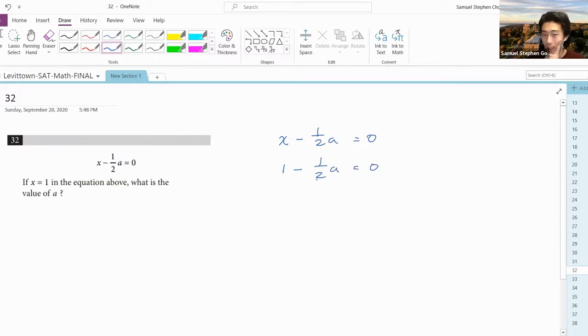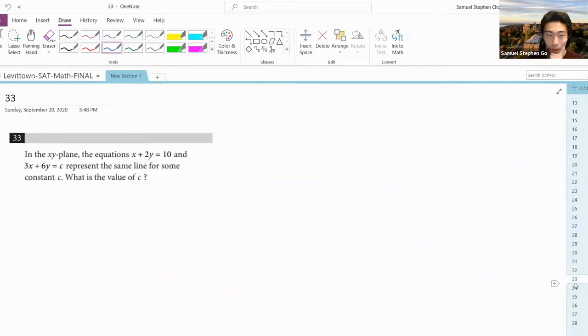You could do this by inspection and say, this has to be 1 minus 1 equals 0, or you could work it out and say, well, just by adding 1/2 a to both sides, 1 has to equal 1/2 a. Multiply both sides by 2, and you'll get that a has to equal 2. And that is it. Pretty easy question there. Moving right along to number 33.